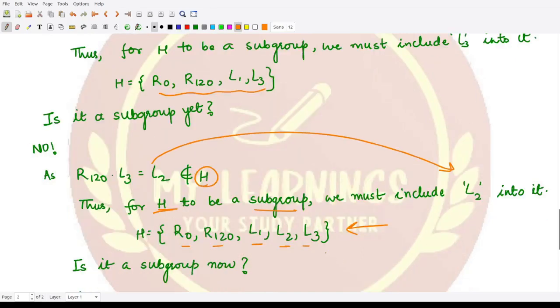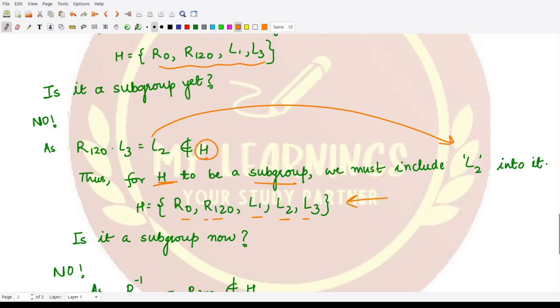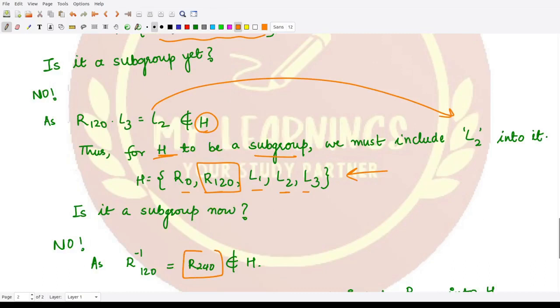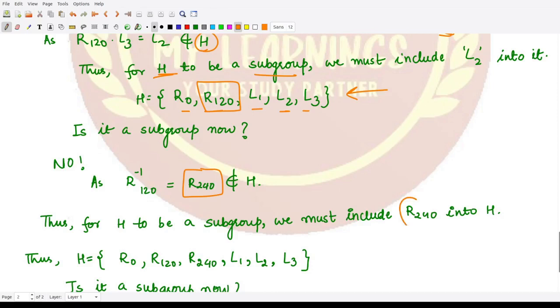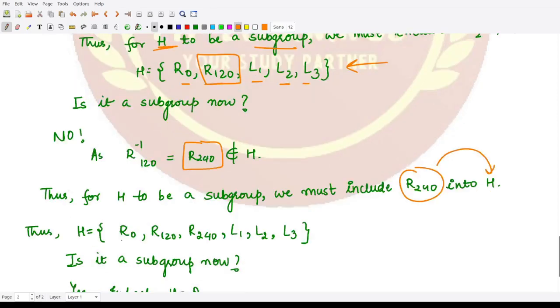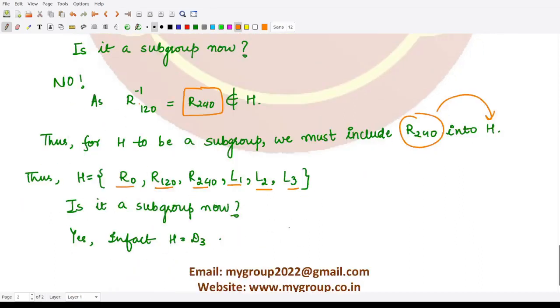Now we can check whether it forms a subgroup or not. The answer is no. Why? Because the inverse of the element R120 is R240, and it should be present in the same set H. However, it is not present. So in order to make it a subgroup, we include R240 also within H. Hence we have our subgroup H as R0, R120, R240, L1, L2 and L3. Does it form a subgroup? Yes, that is a sure yes, because it is the whole of our group D3, which is a trivial subgroup.